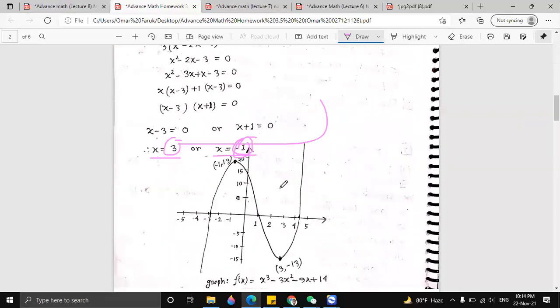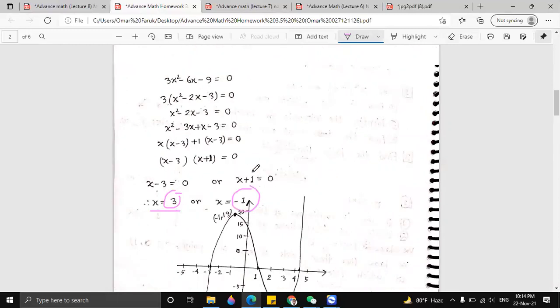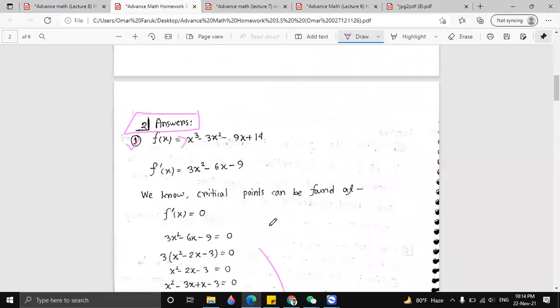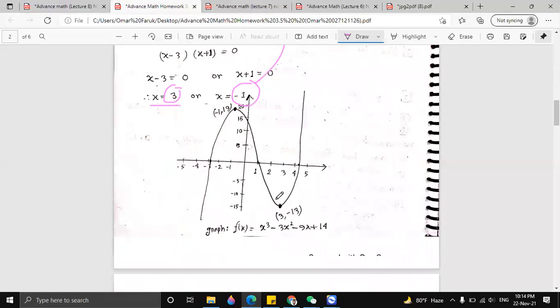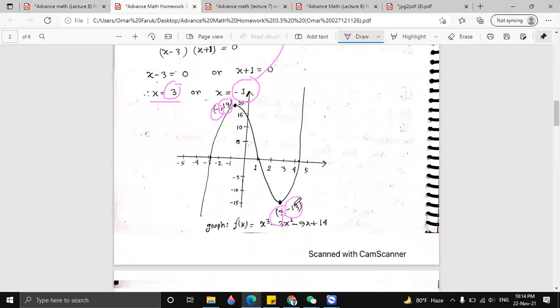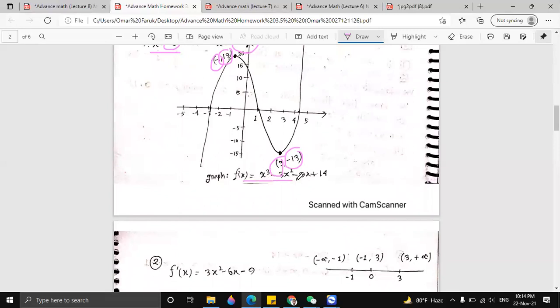So if I draw the graph, how to draw the graph: firstly, just put these two critical point values in the main function. Then you will find that if you put -1, you will get -19, and if you put 3, you will get -13. This is the graph of x cube minus 3x square minus 9x plus 14.